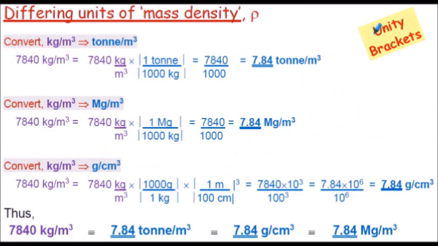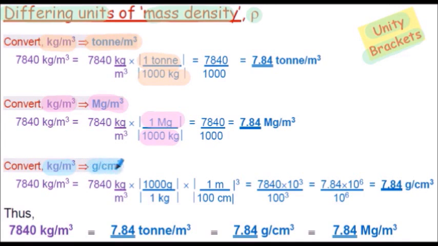Again, referring back to the unity brackets, I've showed here different units of mass density, our symbol rho, again for your reference. So converting kilograms per meter cubed to a ton per meter cubed, unity bracket shown here. Converting kilogram per meter cubed into megagram per meter cubed, unity bracket shown here. Converting kilograms per meter cubed into grams per centimeter cubed. That's sometimes a unit used within fluid mechanics. Two unity brackets were used for that conversion.